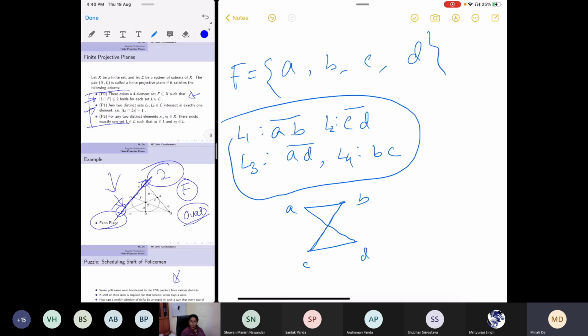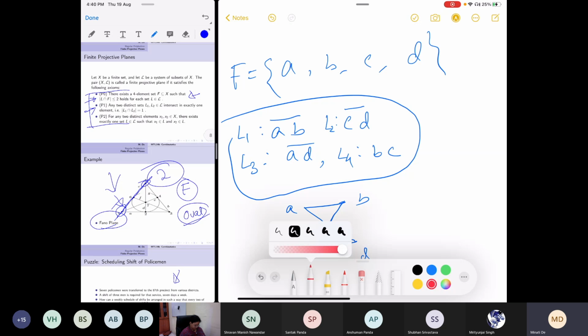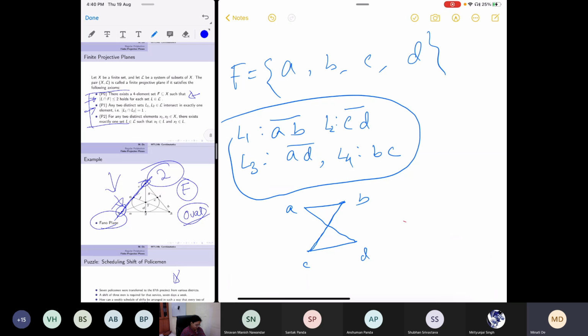Why is this true? You need to prove it. Let's take any 3 of these lines. Let me draw it with a different color. Let us consider any 3 lines, chosen arbitrarily. Let's say this is that.